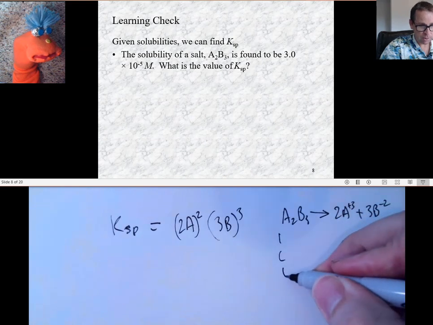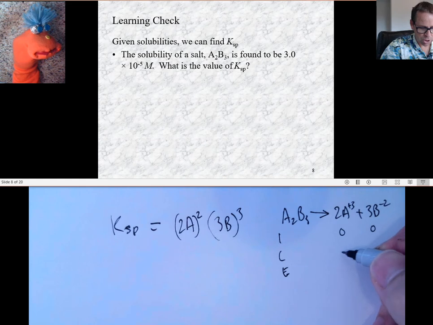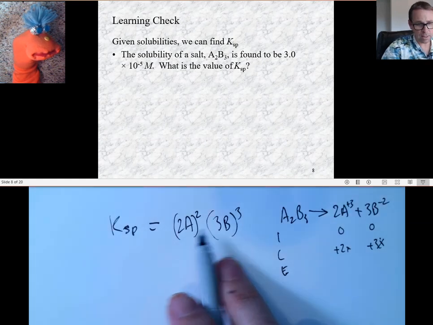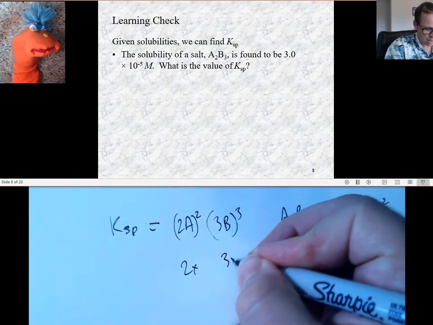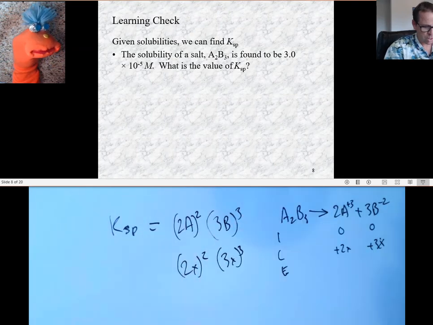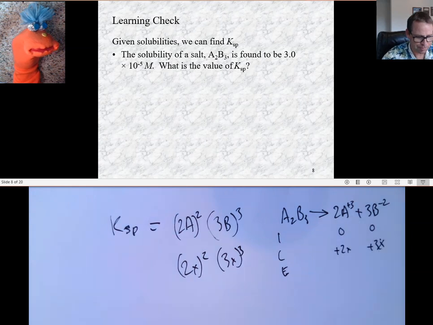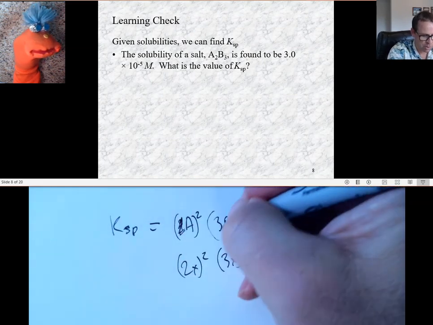But for the ice table then, what we have is initially 0, and then the concentration change is going to be +2x plus 3x here. So it's not the 2A and 3B, but it's 2x and 3x, right? Oh, yeah. So 2x, 3x cubed, 2x squared there, right? But the concentration of A is going to be 2A and 3B here. All right, so this is the concentration of A squared, which is 2x's. So we should take those out like that.